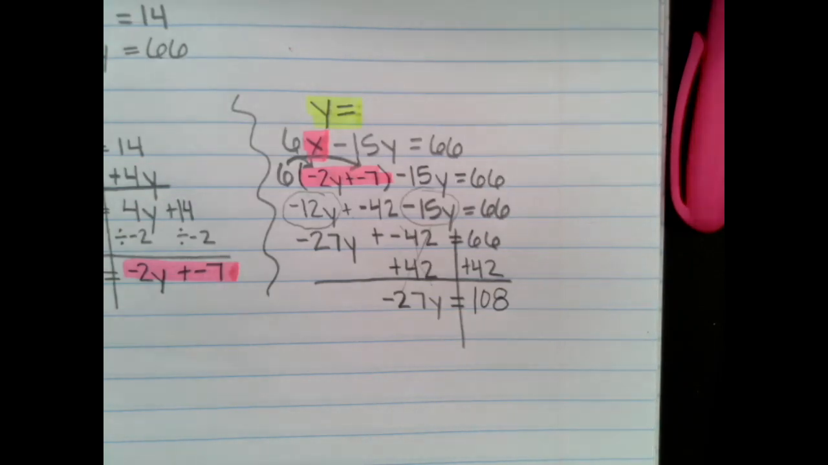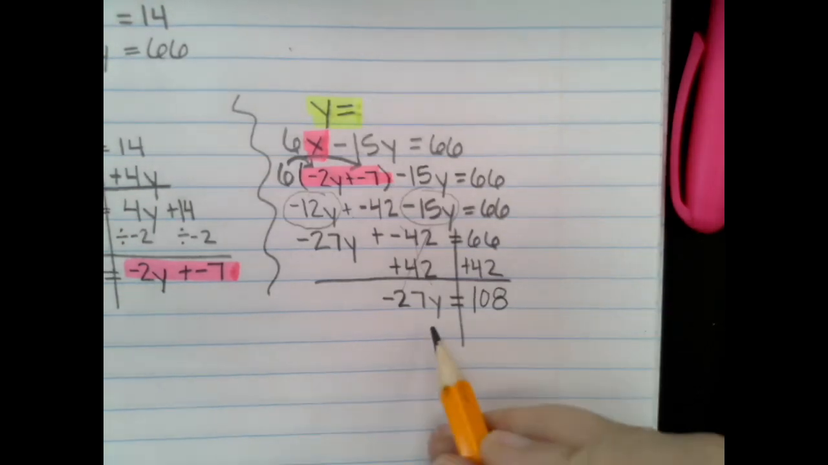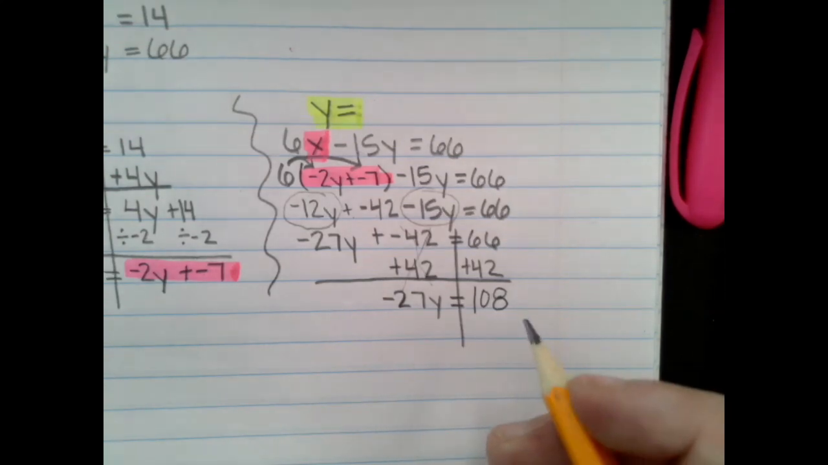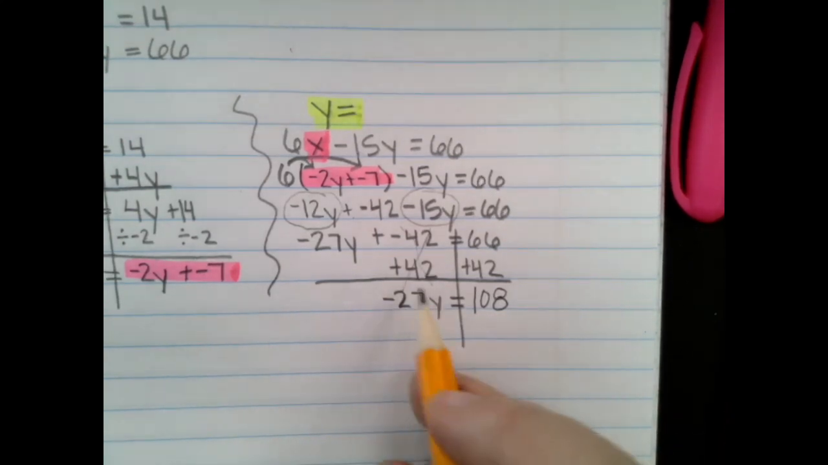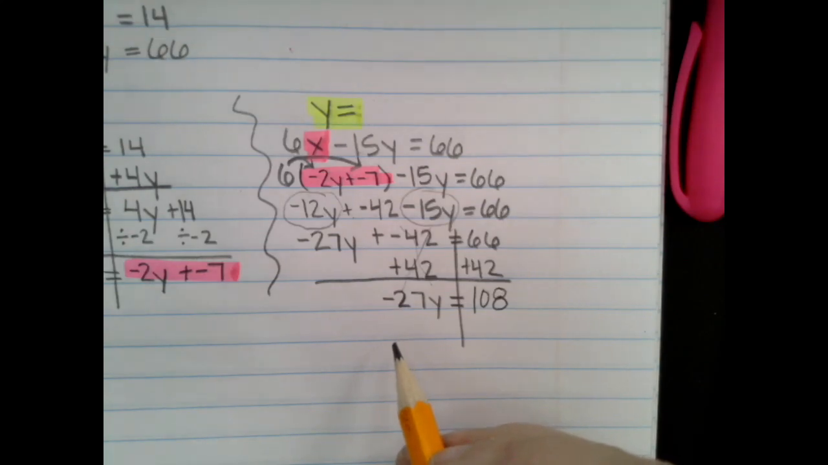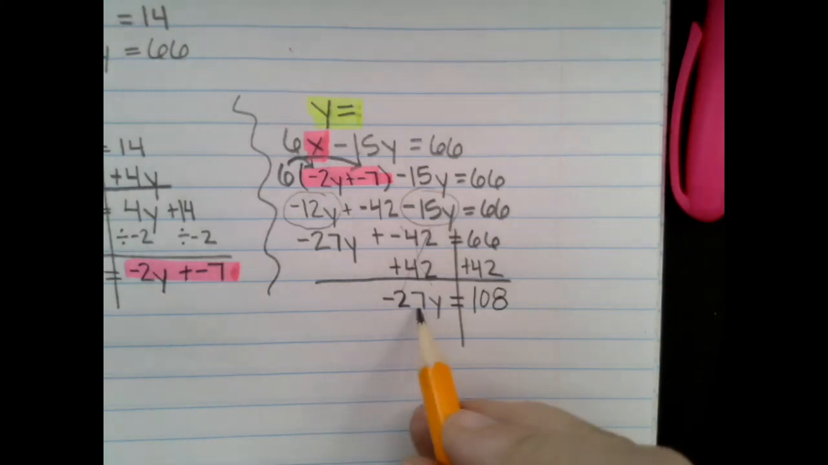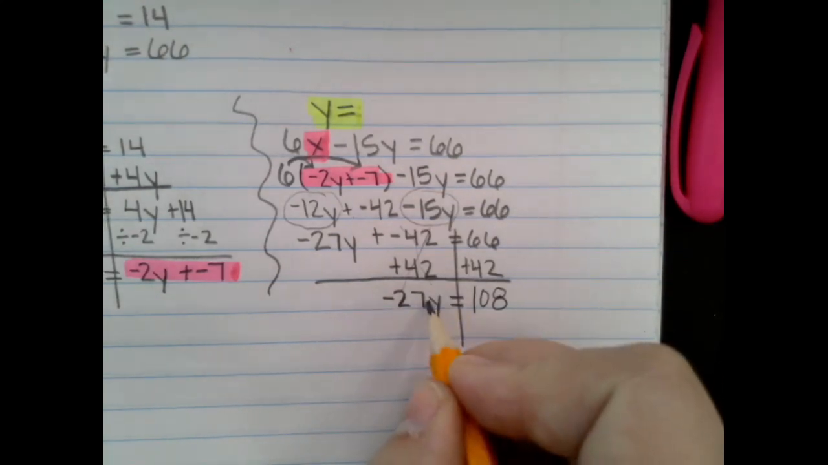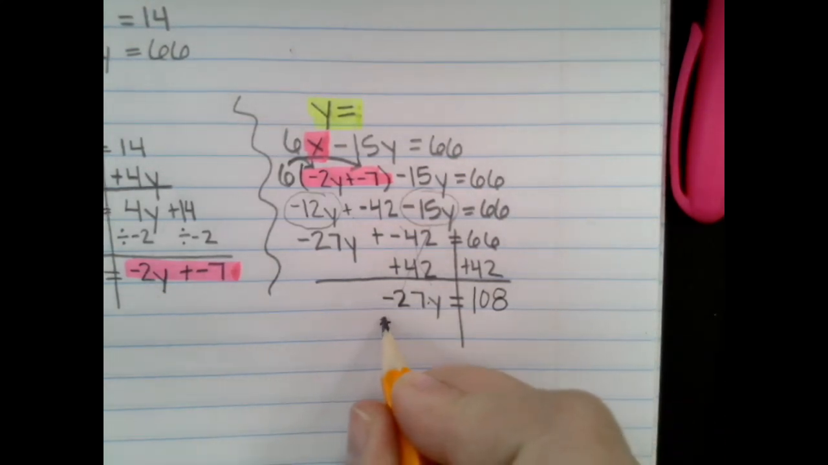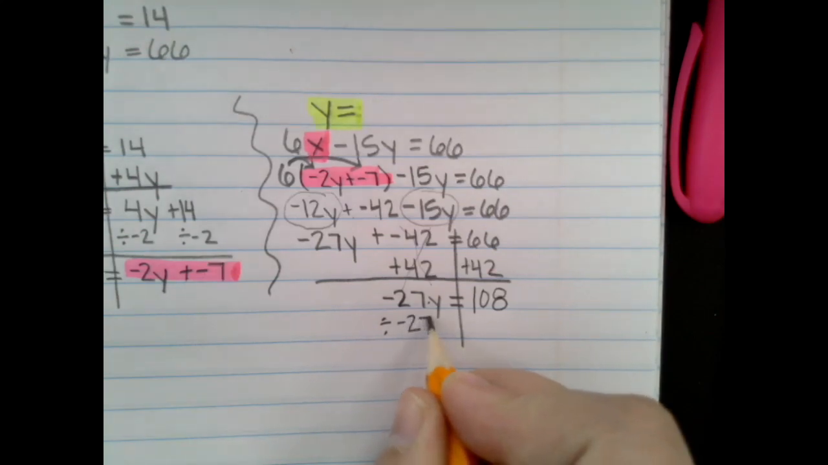All right, and then how are we going to undo that negative 27? Should we add, subtract, multiply, or divide? Why divide and not add? Sometimes when I see a negative, I want to get rid of a negative by adding. This time we don't. Why not? Good. When it's touching the y, that means multiply. And how do we undo multiply? Divide. So divide both sides by negative 27.